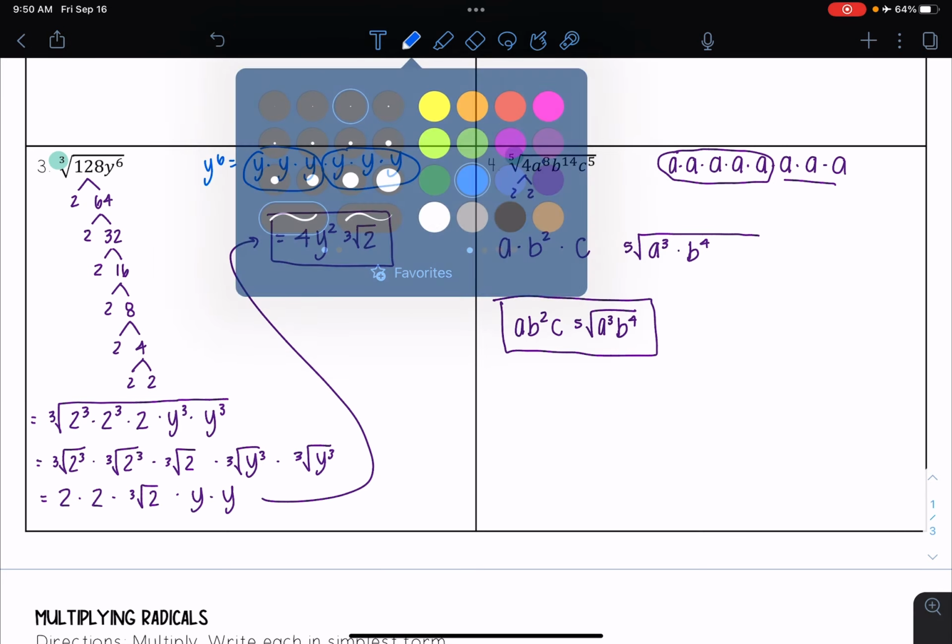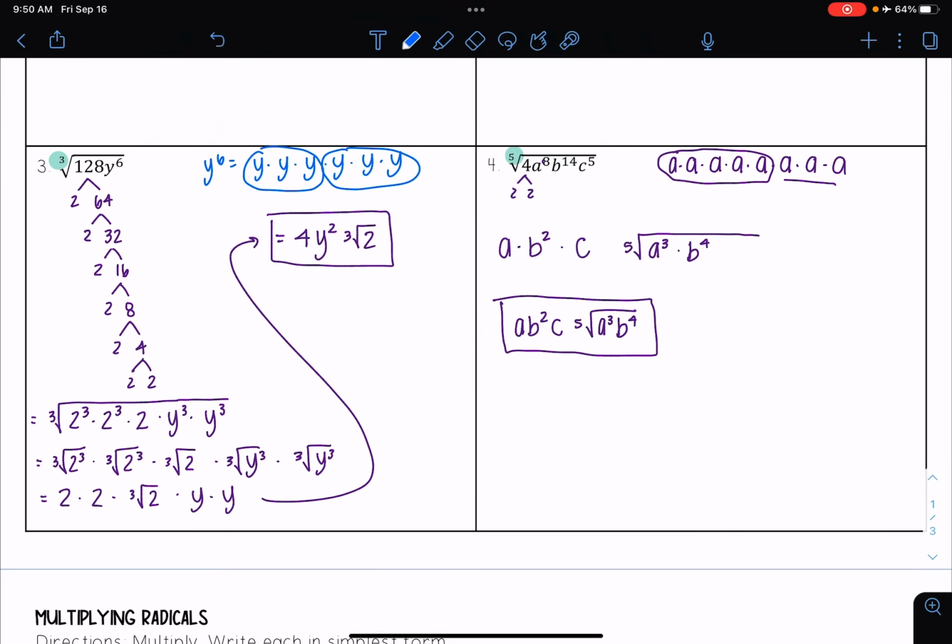Again, another way that you can do this is to go ahead and break it apart. So I could do 5th root of 4 times the 5th root of a to the 5th, and that leaves 3 remaining. 5th root of b to the 5th times 5th root of b to the 5th, and that left 4 remaining, because 5 plus 5 plus 4 is 14, times 5th root of c to the 5th. And then when you simplify that out, you get what's above here.